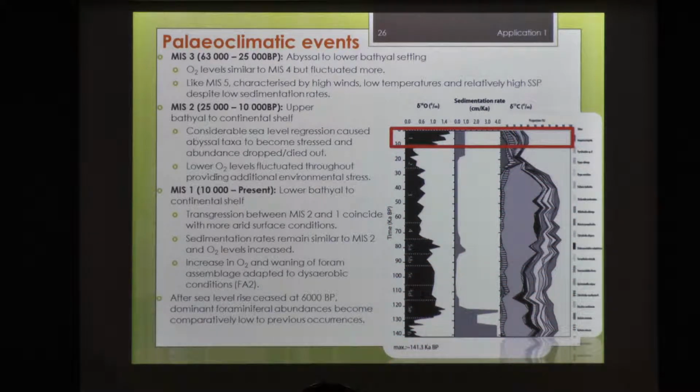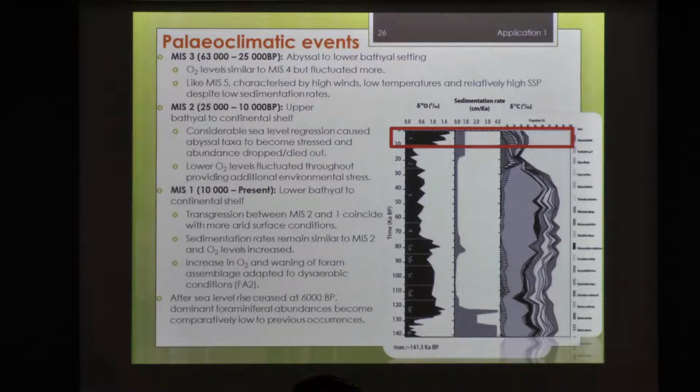So then in marine isotope stage 1, we have a slight increase in water depth again to a lower bathyal to a continental shelf. So the transgression between marine isotope stages 2 and 1 coincided with more arid surface conditions. The sedimentation rates remained the same, but oxygen levels increased quite a bit.